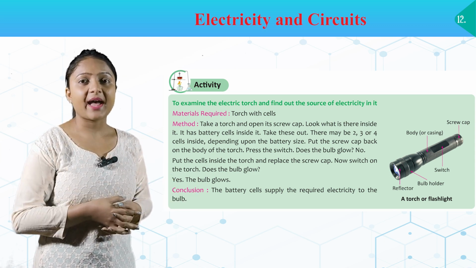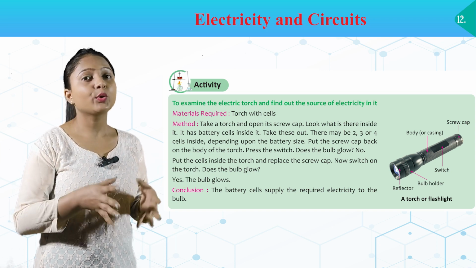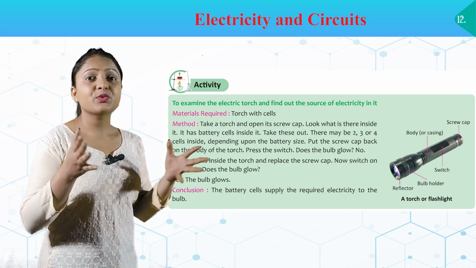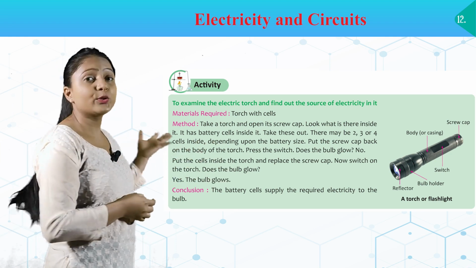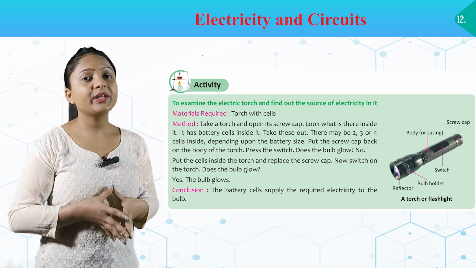Put the screw cap back on the body of the torch. Press the switch. Does the bulb glow? No. Put the cells inside the torch and replace the screw cap. Switch on the torch. Does the bulb glow? Yes, the bulb glows. Conclusion: the battery cells supply the required electricity to the bulb.